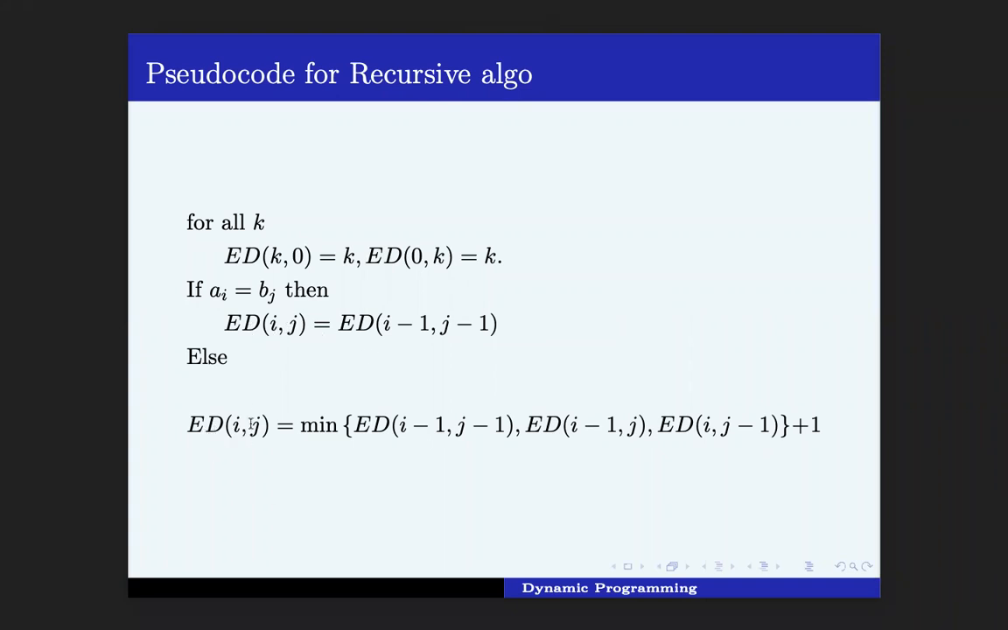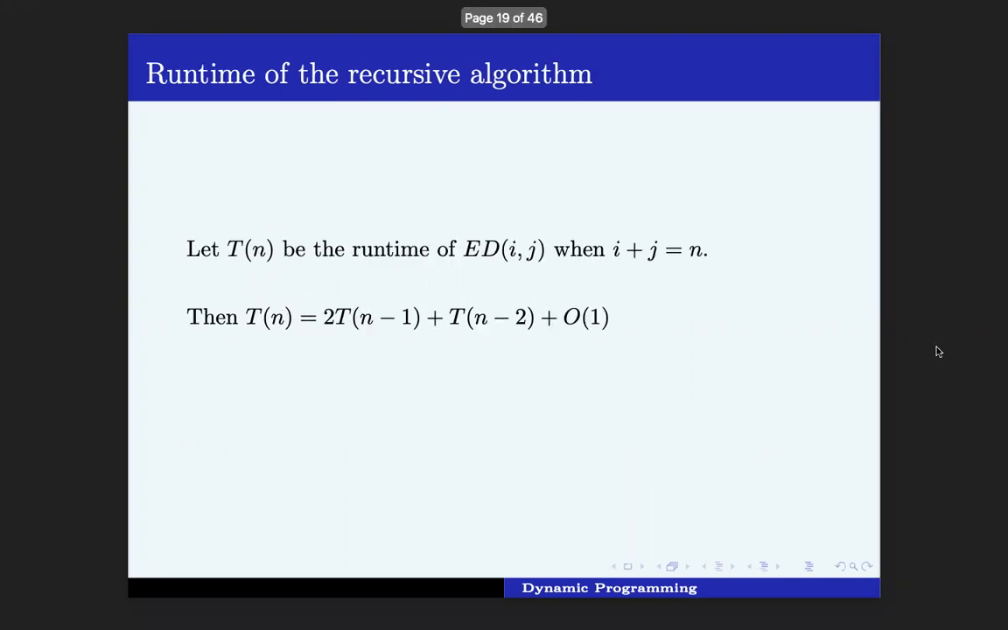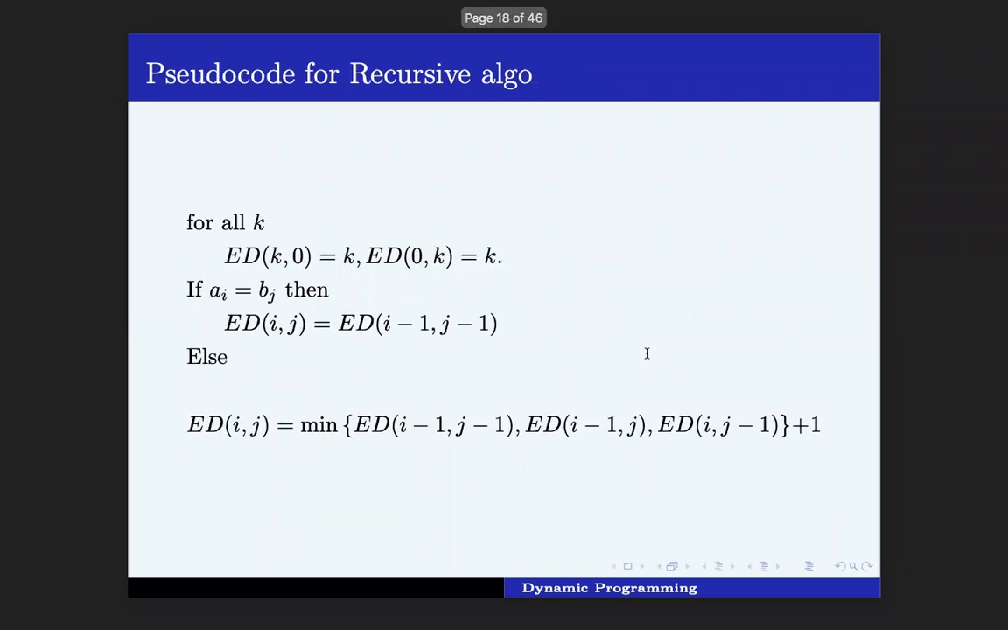If I say i plus j is n, then T(n) equals 2 times T(n-1) plus T(n-2), plus 1, since you have to solve it three times. This is a bad runtime. If you solve it, you realize that this will end up becoming exponential. But at the same time, the issue is that here I have this ij.